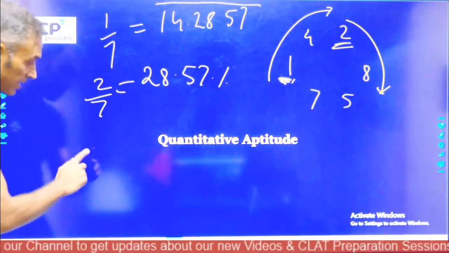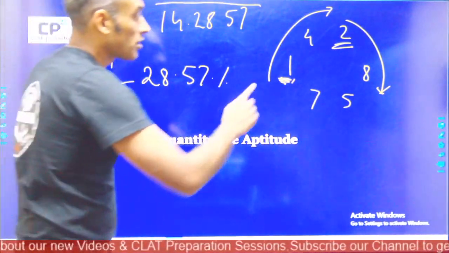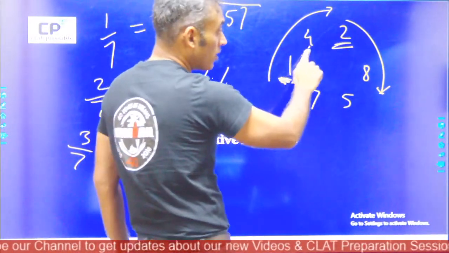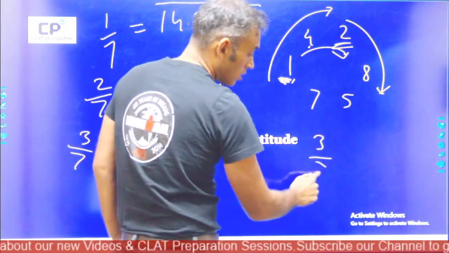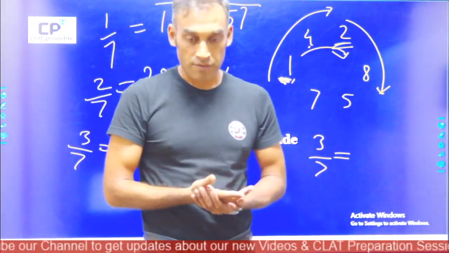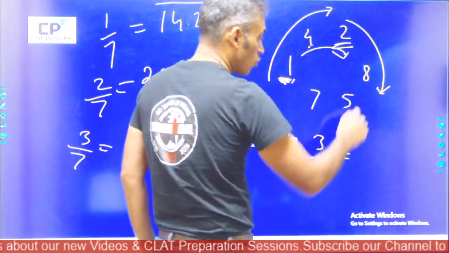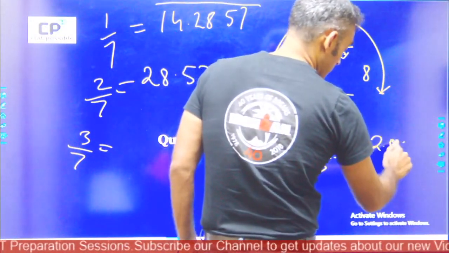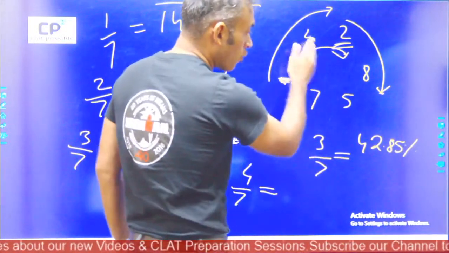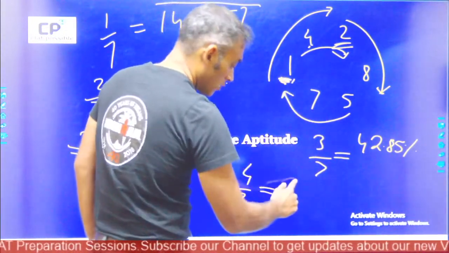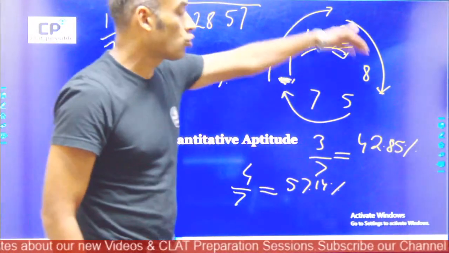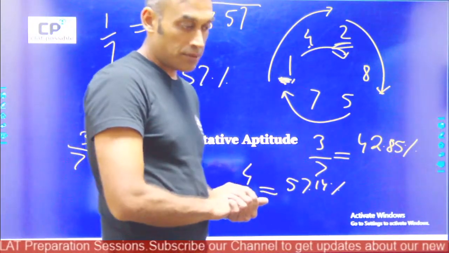For 3 by 7, the number immediately greater than 2 is 4. So now we'll move in a clockwise direction from here. Obviously 3 by 7 is less than 50% because 50% of 7 is 3.5. So this number is 42.85. And what about 4 by 7? The number after 4 is 5. The number will be from here, which is 57.14. Actually, it's 57.1428 and it's a recurring non-terminating number.